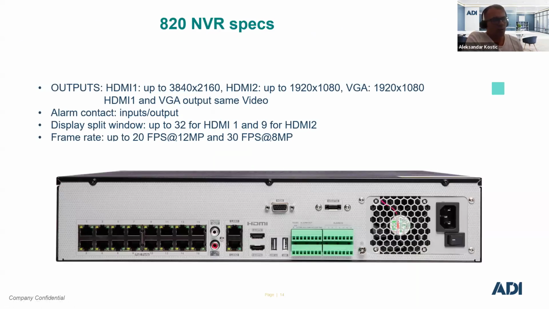Just a few words about our biggest NVR, the 820 NVR. This NVR is able to support up to 32 cameras, but it is a little bit specific because it has only 16 ports available on the NVR itself. That means one way or another, if you use more than 16 cameras, you have to use some of the cameras connected to the network switch. So you can combine 16 cameras directly on the NVR and 16 cameras from the switch itself. Also, this NVR has two built-in HDMI outputs and also alarm connections as well.